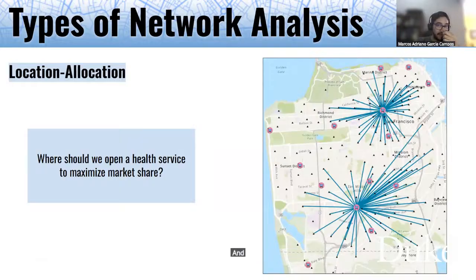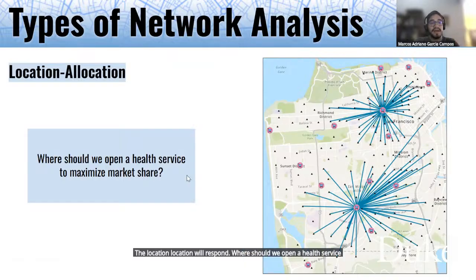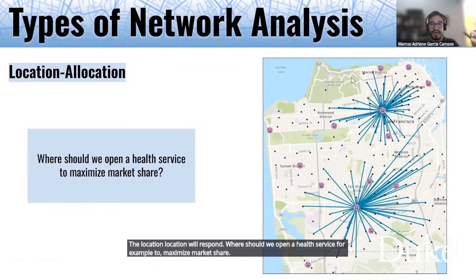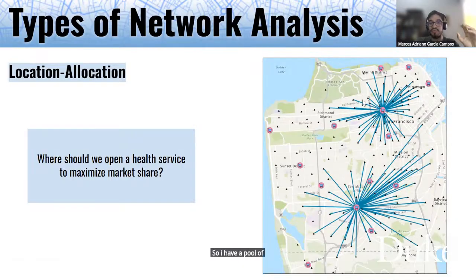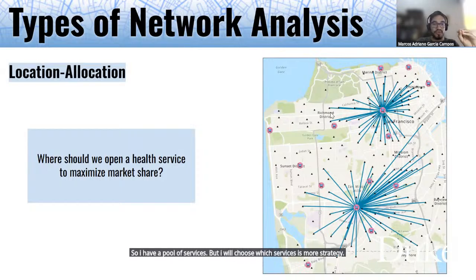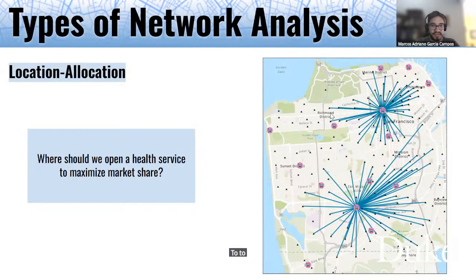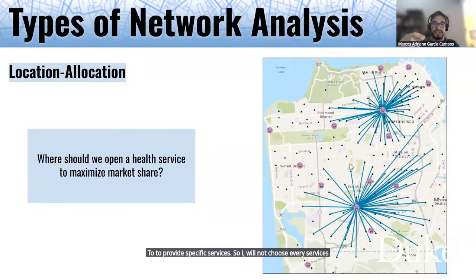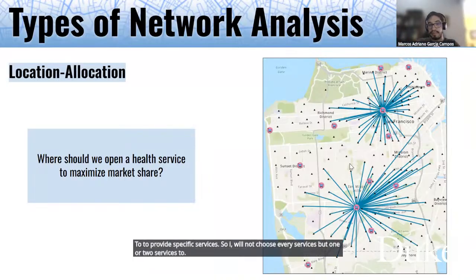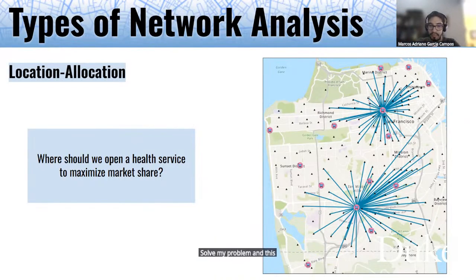And the last type of network analysis is the location allocation. The location allocation will respond where should we open a health service, for example, to maximize market share. So I have a pool of services, but I will choose which service is more strategic to provide a specific service. So I will not choose every service, but one or two services to solve my problem. And this is based on the demand population and of course on the transportation network.